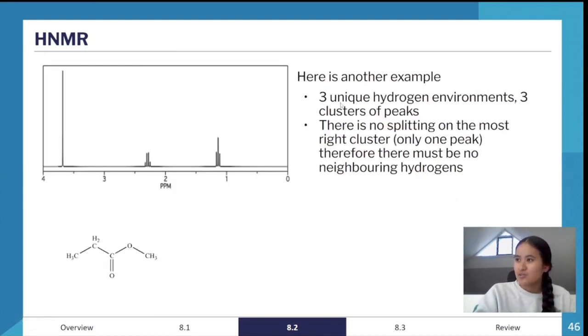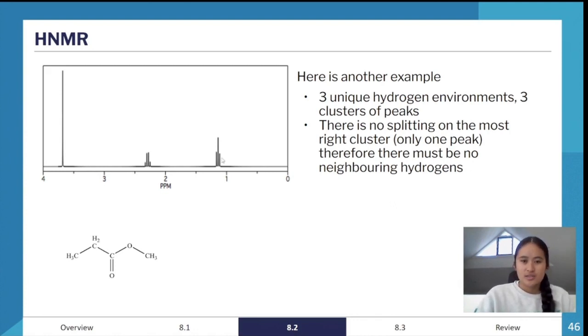But here's another example. There are 3 unique hydrogen environments because there are 3 peaks. We have this peak here, and this peak here. The most electronegative one is a singlet. How we name them is a singlet for a single peak, doublet for 2 peaks, triplet for 3 peaks, and so on. So this one has no splitting. It's just 1 peak, not a cluster of small peaks, so this is a singlet. This one here, least electronegative, has 3 mini peaks, so this one's a triplet.